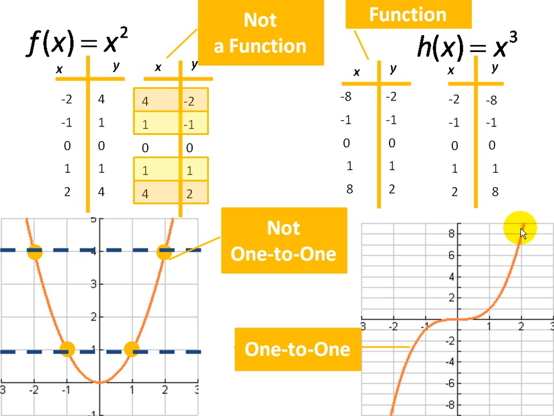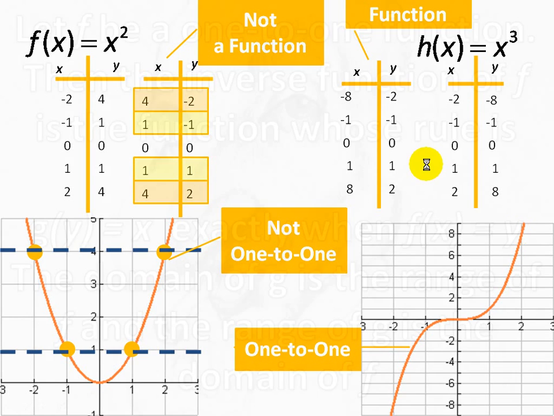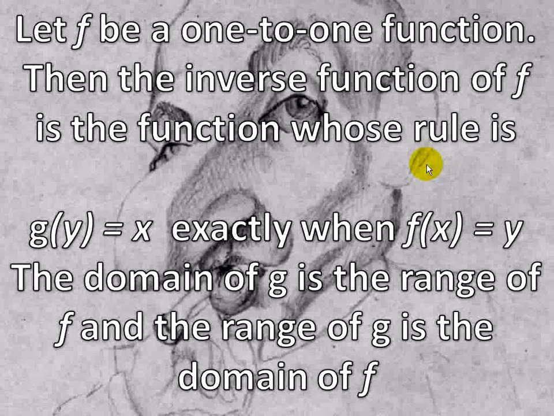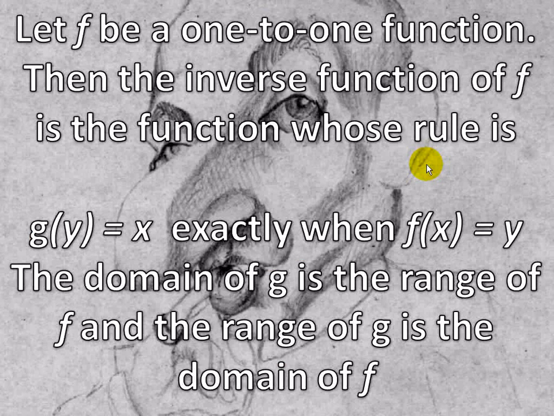Well, when you do that, do you then get a function? In other words, is the relationship still a function when you swap the ordered pairs? But to be a little more rigorous, I've included the definition of the inverse function.